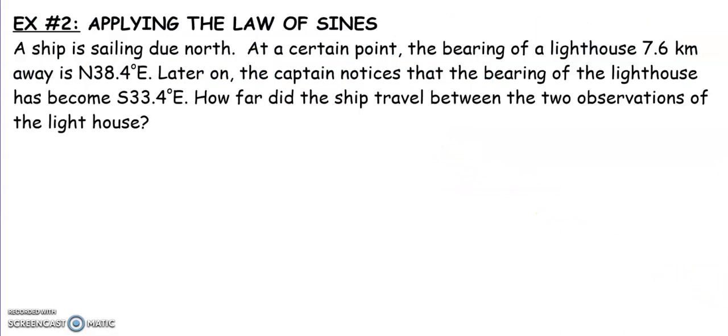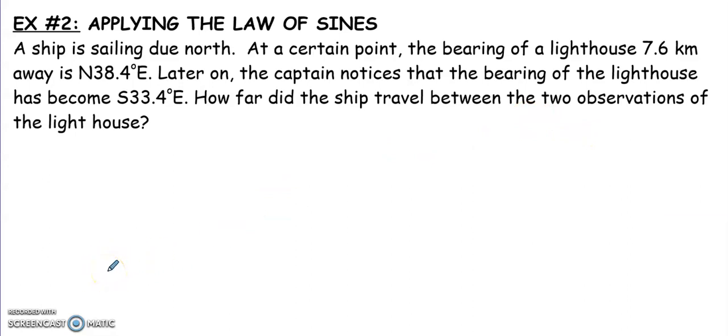All right, so why don't we apply the law of sines? Why don't we try a problem involving a little story? We are told the ship is sailing due north. It is going up our page. At a certain point, the bearing of a lighthouse that is 7.6 kilometers away is north 38.4 degrees east. Later on, the captain notices that the bearing of the lighthouse has become south 33.4 degrees east. So it wants to know how far did the ship travel between the two observations of the lighthouse.